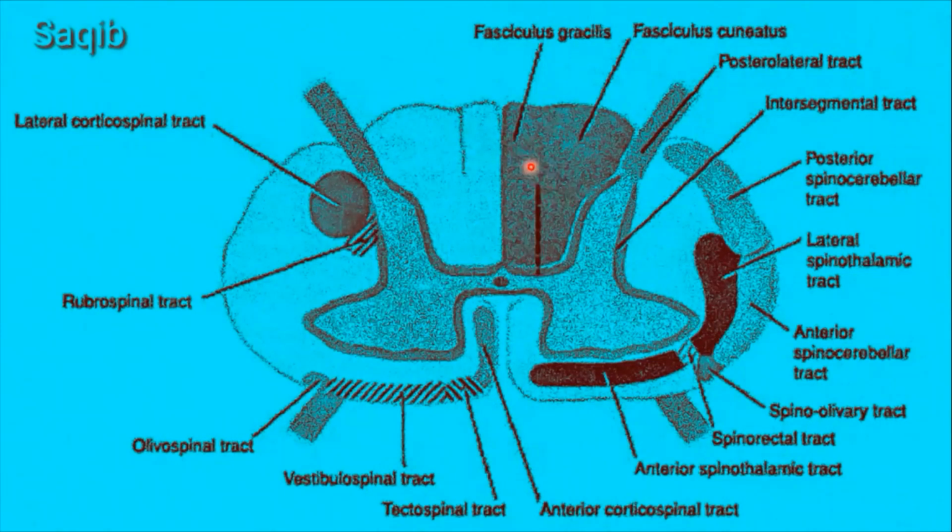On this side, the right side, are shown the ascending tracts. These are the ascending tracts. And here the labels on the left side are the descending tracts. So you can revise from here. This is the posterior funiculus, which contains the ascending tracts fasciculus gracilis and fasciculus cuneatus.